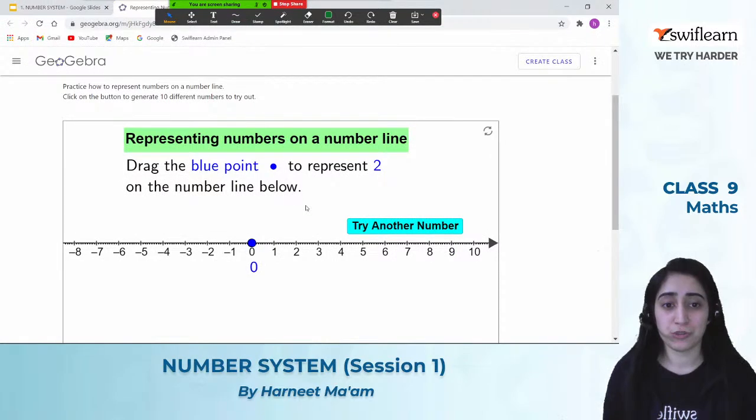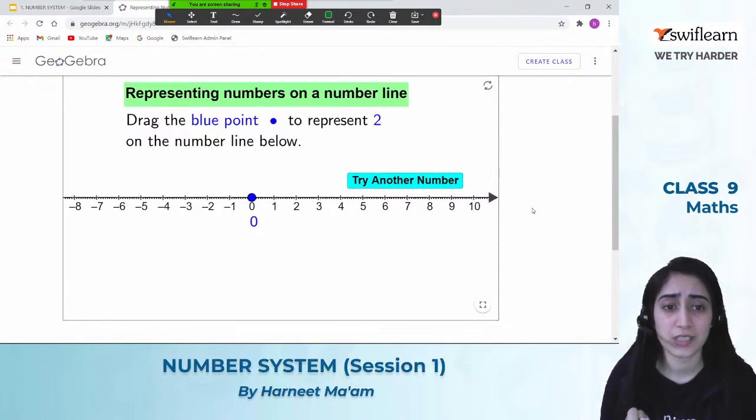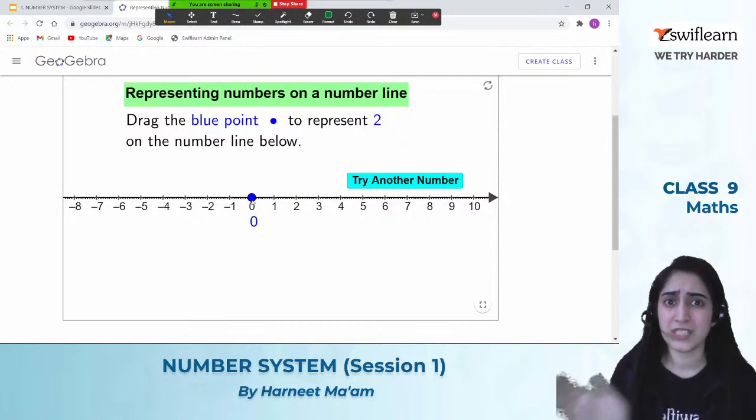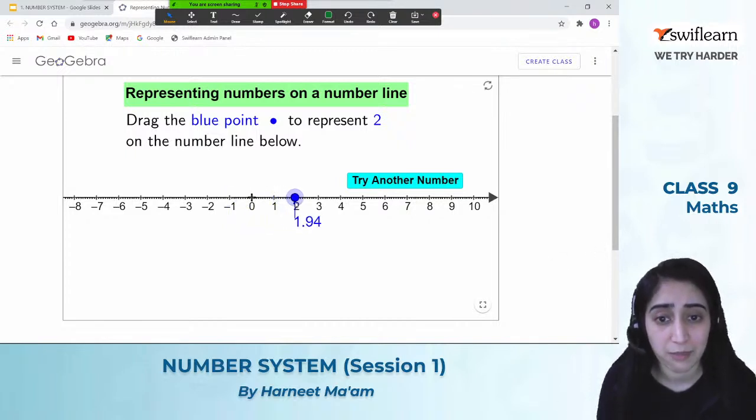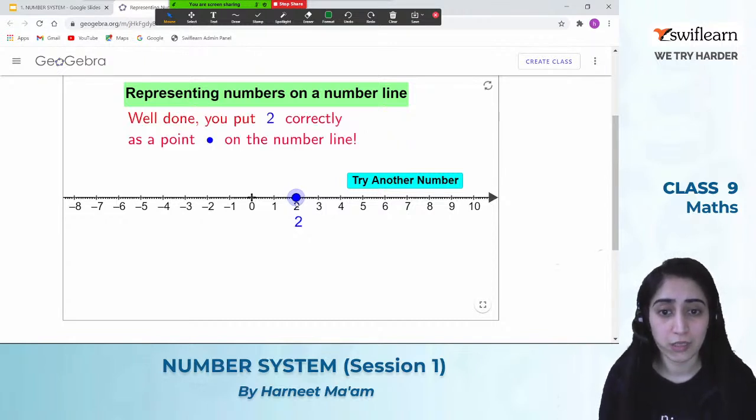So let's recall it once again and do some practice. Now you have to tell me, should I move towards right or towards left? Drag the blue pointer to represent 2. If nothing is mentioned, then what do we see? Is the number positive or negative? It is positive, right? So where should I go? Positives are towards right or towards left? Let me go here. No, it's becoming negative. So I have to go towards the right hand side. Only the positive numbers are there. See, when I'm dragging it, I have still not reached 2. Now is it 2?